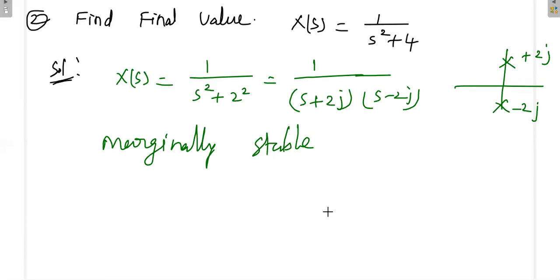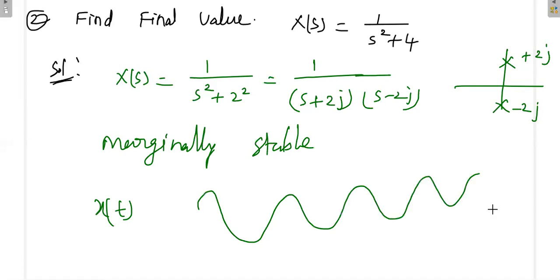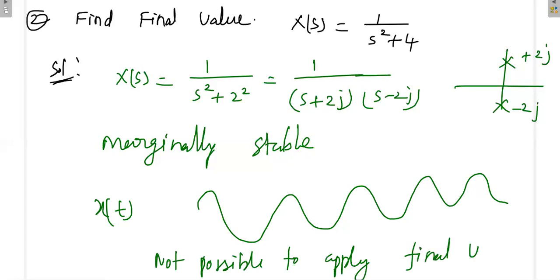Why can we not find the final value? Because if you see x(t) for this one, it will be like a sinusoidal signal. We do not know the value of the signal at t equal to infinity, because it keeps varying between plus and minus 1. We cannot say what the value is at t equal to infinity. So that's why the final value theorem is not applicable here.